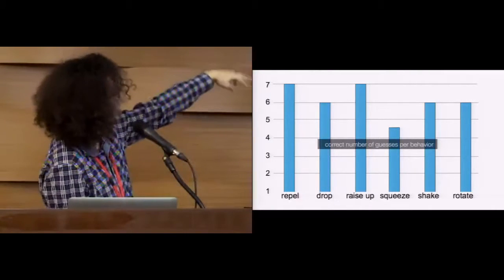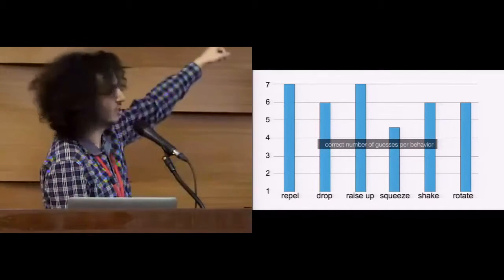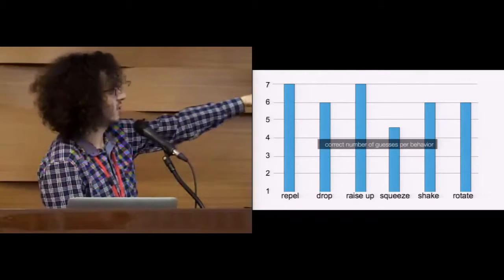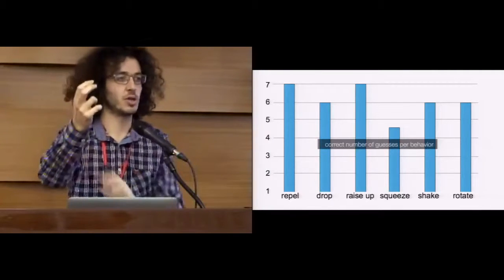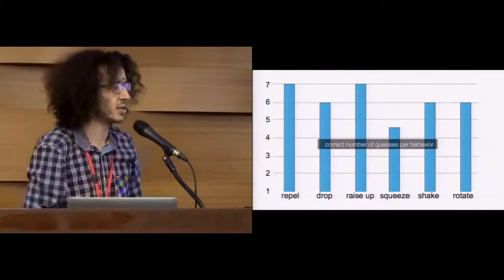So this axis should not be 1 to 7, by the way. I apologize for that. It should be percentage of correct guesses. And squeeze was actually not doing that well. This is about 50 to 60% over there, because we sometimes want to squeeze, but we get other muscles in between the surface electrodes. When you rotate your hand, things get different.